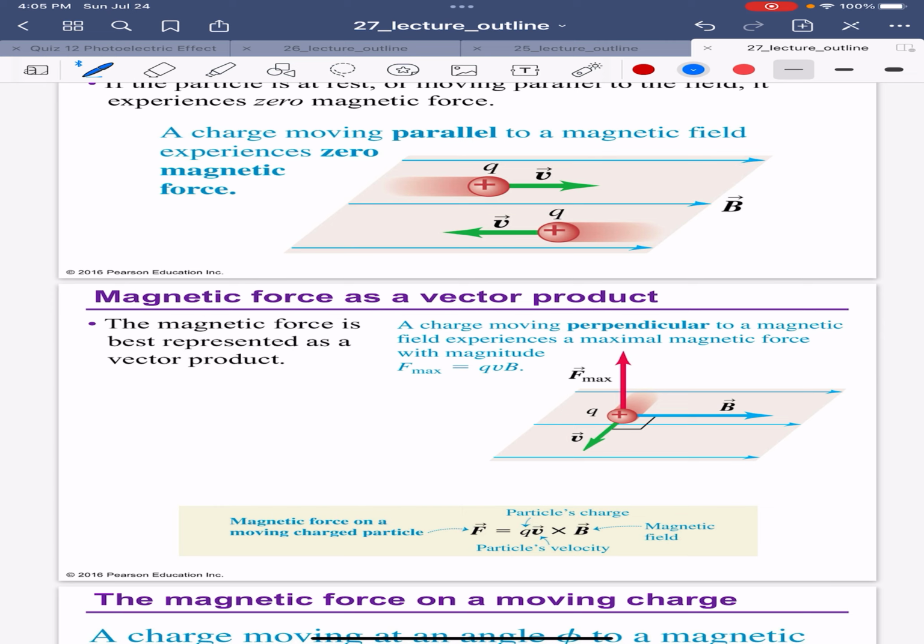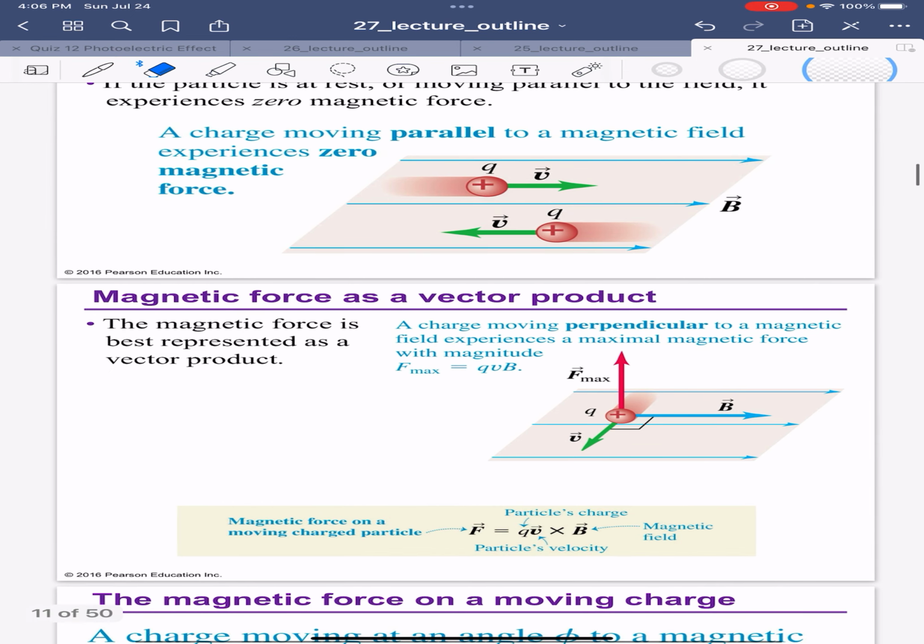Now here, the green is the velocity, and the blue is the magnetic field. They are in the same plane. Then the force is going to be perpendicular to the magnetic field and the velocity, perpendicular to the plane that contains both. Whenever B and v have 90 degrees between them, this is going to be the maximum force. Now, why is that?